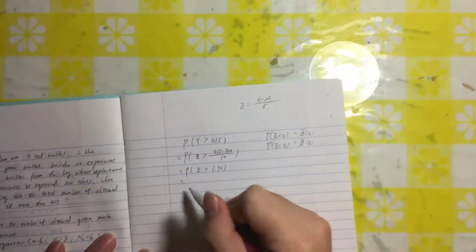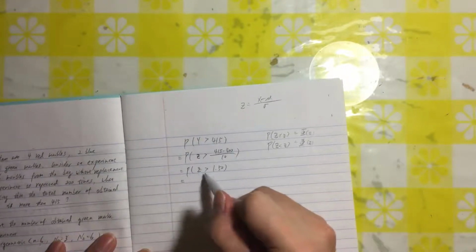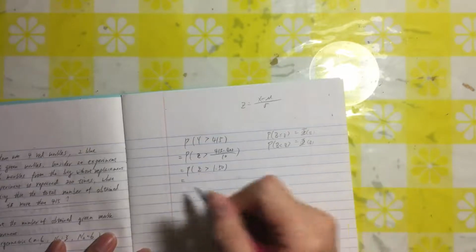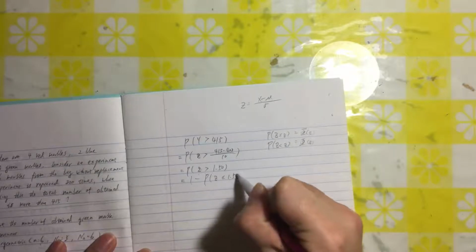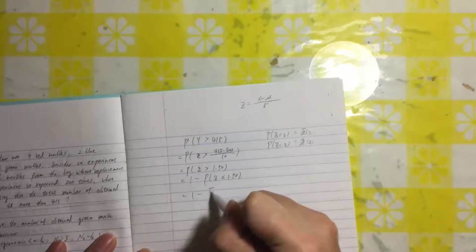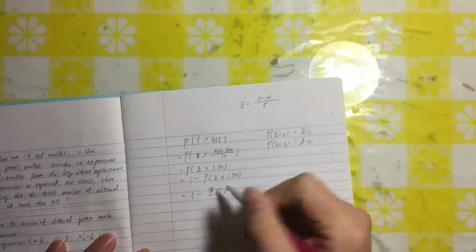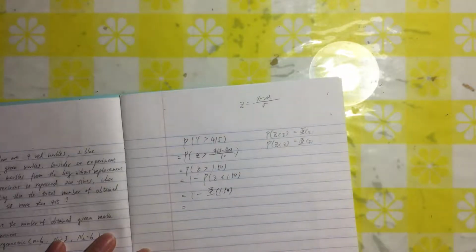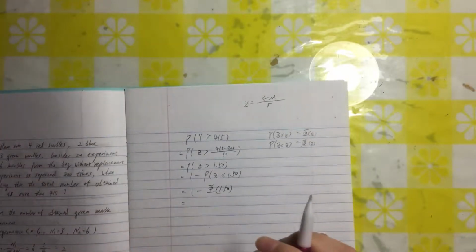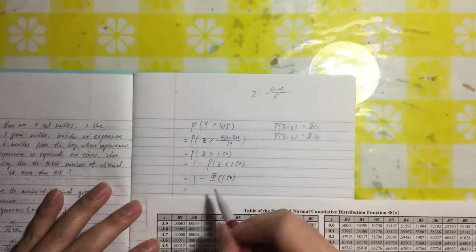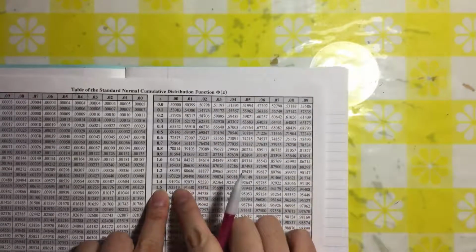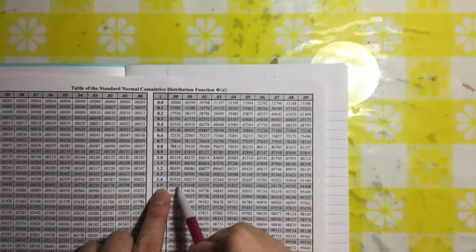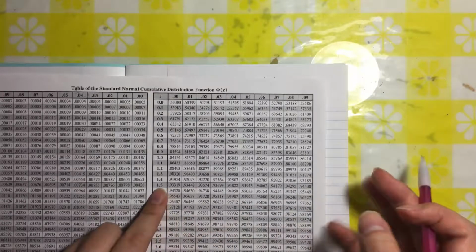So here we have the probability that z is greater than 1.50. I can use the complement. That's 1 minus the probability that z is less than or equal to 1.50. That's 1 minus phi of 1.50. Then I can use the table of the standard normal CDF to find the probabilities. That's a table of the standard normal CDF. We're looking for phi of 1.50. 1.50 is here: 0.93319.